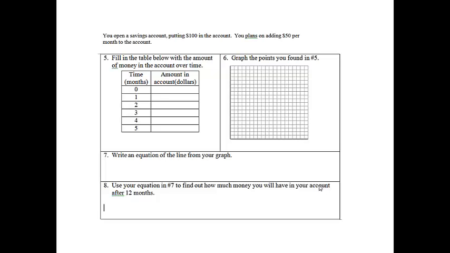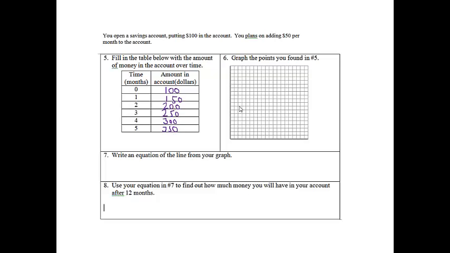Okay, next problems. You open a savings account, putting $100 in the account. You plan on adding $50 per month to the account. Question 5 says to fill in the table below with the amount of money in the account over time. So in 0 months, before you actually start adding money to the account, you start with $100. After 1 month, you're going to have $150. After 2 months, you're going to have $200. After 3 months, you'll have $250. After 4 months, you'll have $300, and then after 5 months, you'll have $350.